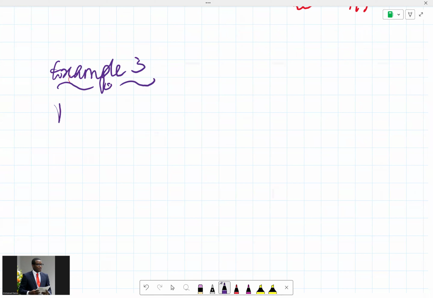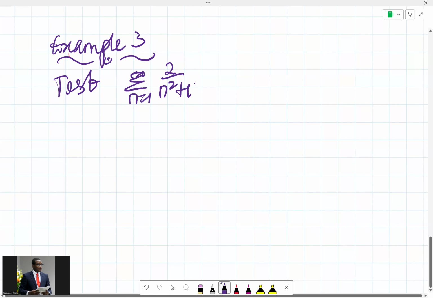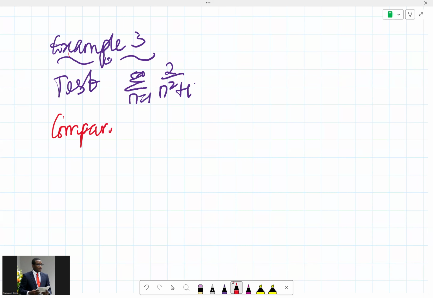Test the series n equals 1 to infinity of 2 over n squared plus 1. Normally, we need to choose something to compare it with. So let's compare 2 over n squared plus 1 with 1 over n squared. Of course, as you're going to see later, this is actually a P series.